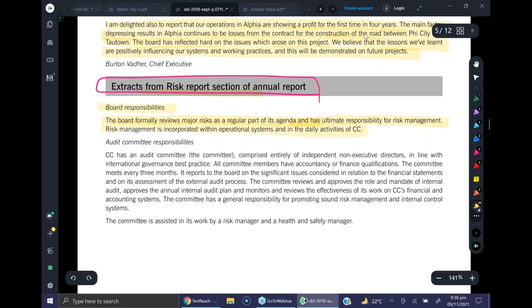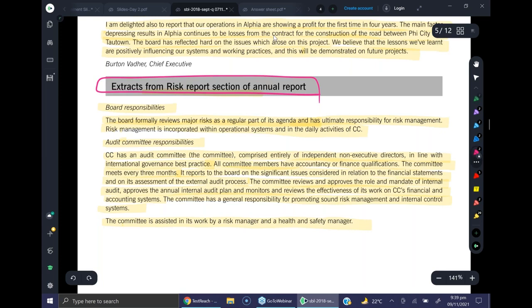Okay. Audit committee responsibilities. CC has an audit committee comprised entirely of independent non-executive directors in line with international corporate governance best practice. All committee members have accountancy or finance qualifications. The committee meets every 3 months. It reports to the board on the significant issues considered in relation to financial statements and on its assessment of external audit process. The committee reviews and approves the role and mandate of internal audit, approves the annual internal audit plan, and monitors and reviews the effectiveness of its work on CC's financial accounting system. The committee has a general responsibility for promoting sound risk management and internal control system. The committee is assisted in work by a risk manager and a health and safety manager.